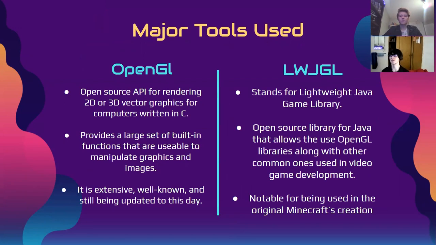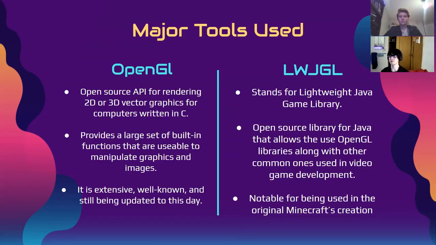LWJGL is essentially just a wrapper library for OpenGL so that we could use Java. OpenGL is an open source API for rendering 2D or 3D vector graphics for computers and is written entirely in C. It provides a large set of built-in functions that are usable to manipulate graphics and images. It is extensive, well-known, and still being updated to this day. We wanted to use OpenGL because out of all the other graphics rendering APIs, it seemed like the easiest one to be able to dive into.